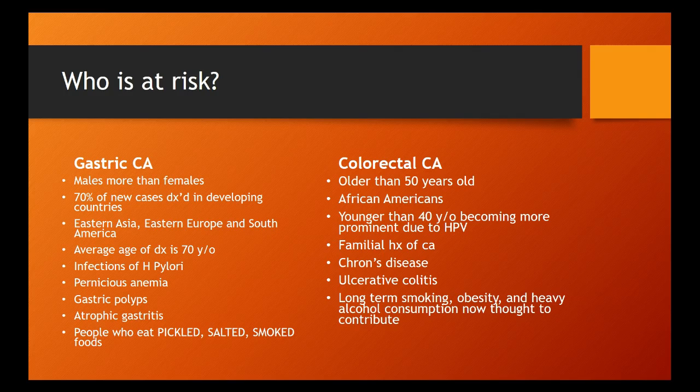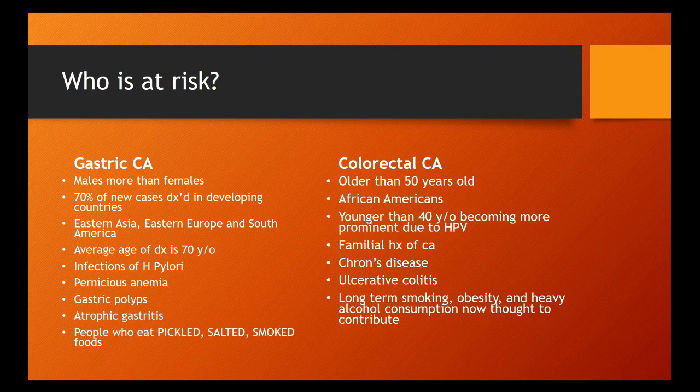Colorectal cancer is usually older than 50 years old, so this is a little younger. And African Americans typically are the ones most prone to this. Younger than 40-year-old is becoming more prominent due to HPV, human papilloma virus. And then, of course, familial history of cancers always plays a role. Not tons, but as we saw in esophageal cancer being 5%, this is about the same. Familial history always plays a role when it comes to cancer.